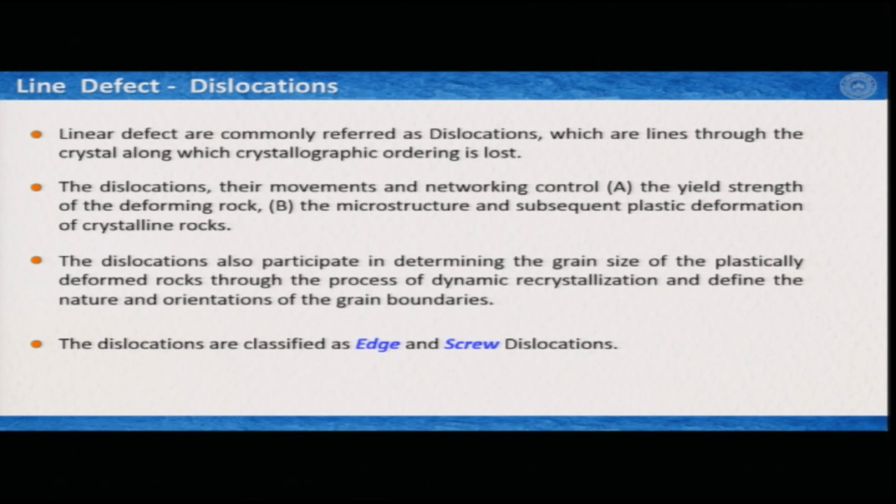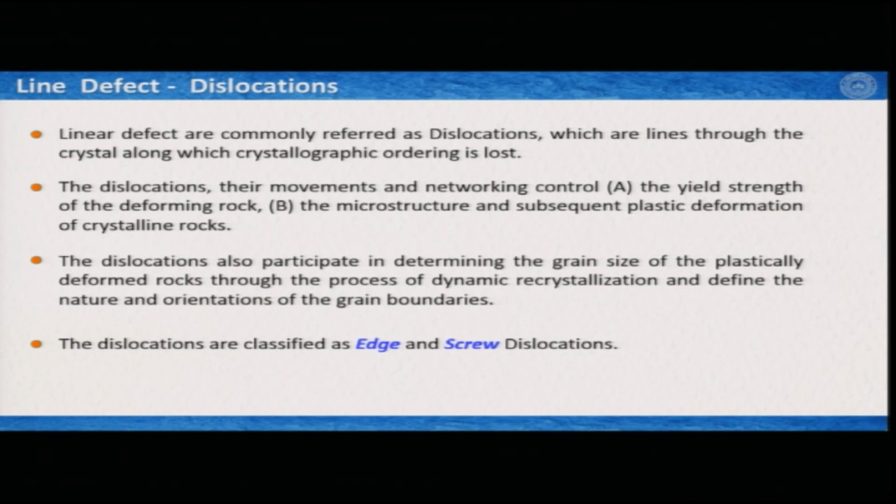Dislocations are very, very important in terms of structural geology. Their movements and networking control many things which are responsible for the formation of the structures that we see inside thin sections or even large-scale structures. One of them is that they control the yield strength of the deforming rock. So the strength of the rock is controlled by dislocations and their movements.